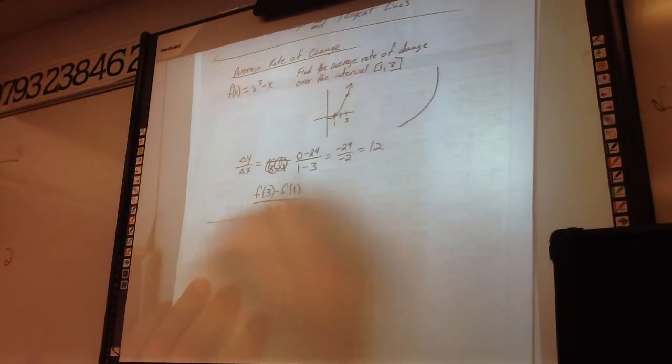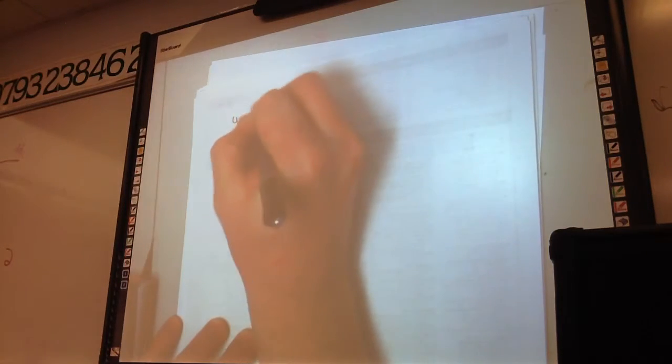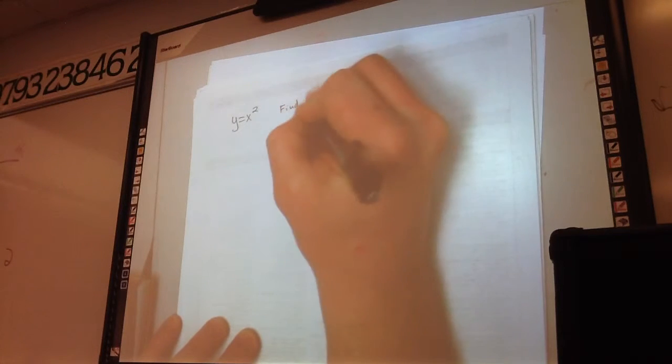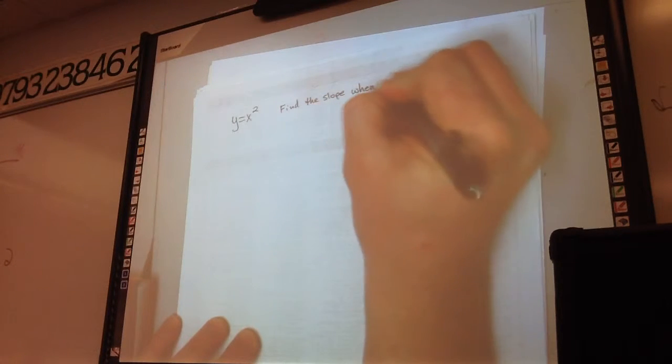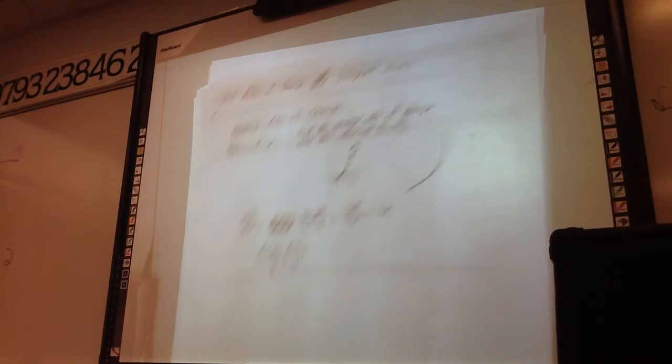We're going to use a different example though. So we're going to go something like this. Just a regular old parabola, that way it's easy to draw. We're going to say find the slope when x equals 2. Oops, forgot one part. Forgot a definition over here.